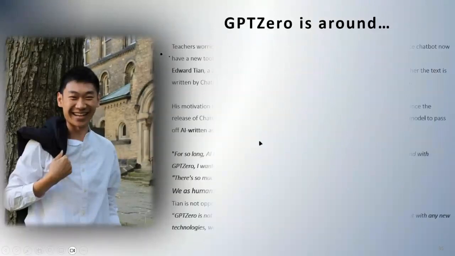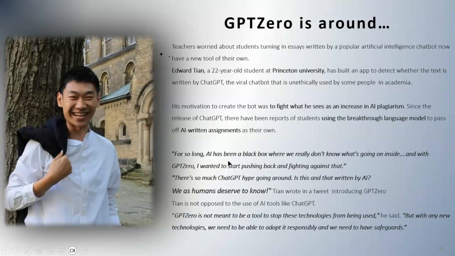Okay, here it comes. Our hero, yes, Edward Tian, who invented ChatGPT Zero. GPT Zero is around. Teachers worried about students turning in essays written by popular artificial intelligence now have a new tool of their own. As you have just seen in the video, this is how GPT Zero works. It's actually anti-cheating. The application will help teachers to find out if the text provided by the students is exactly their own product or taken from ChatGPT. Okay, Edward Tian, a 22-year-old student at Princeton University, just built this. Somebody's mic is on. He has built an app to detect whether the text is written by ChatGPT. Okay, why? Because the viral chatbot is unethically used by some people in academia.